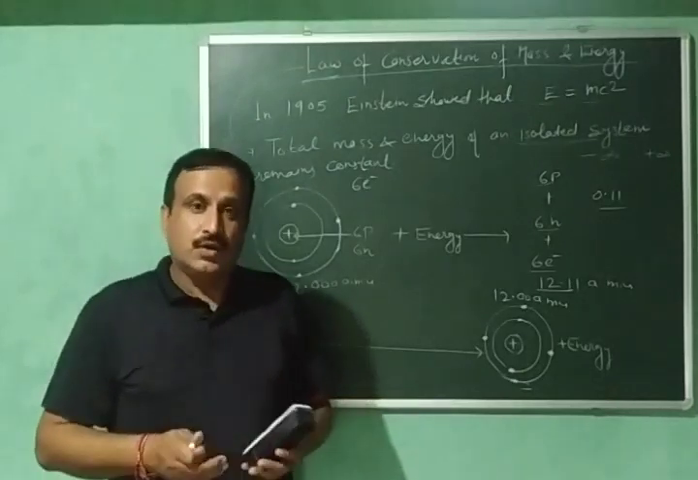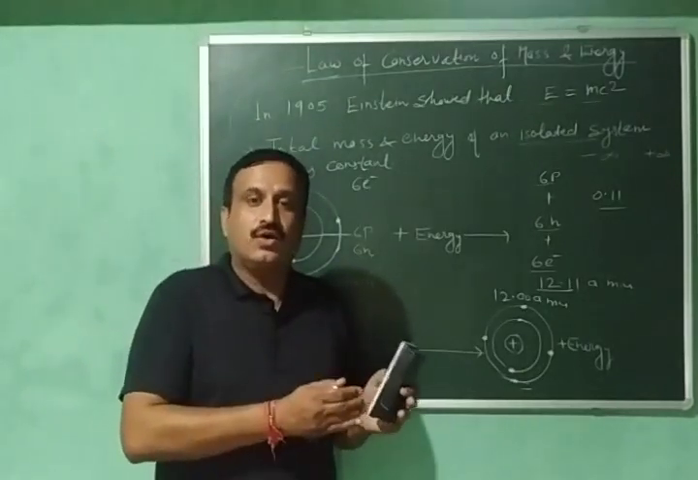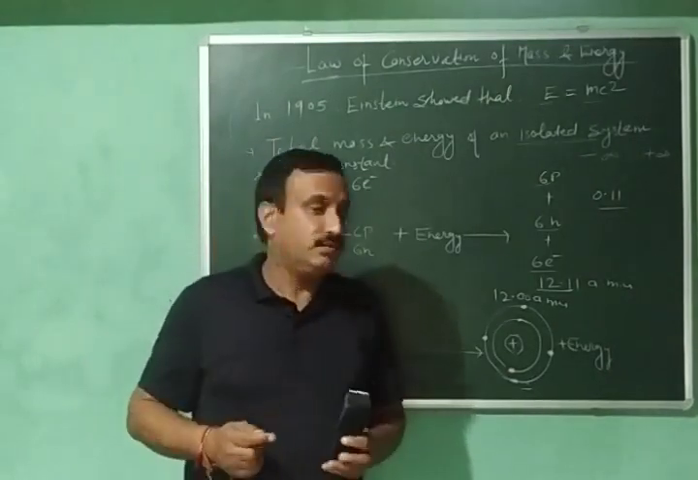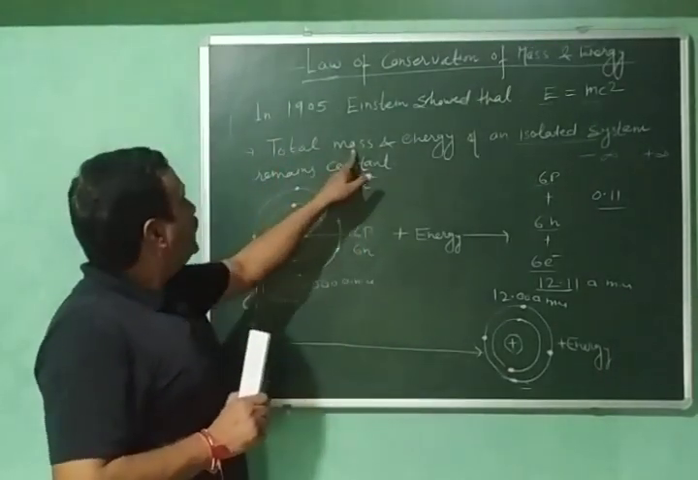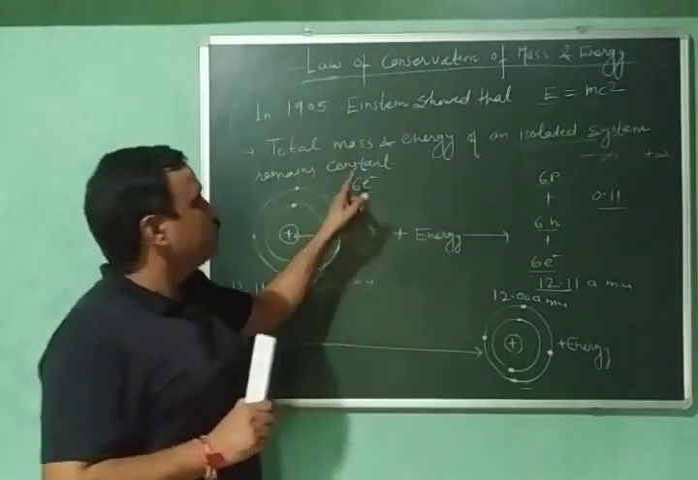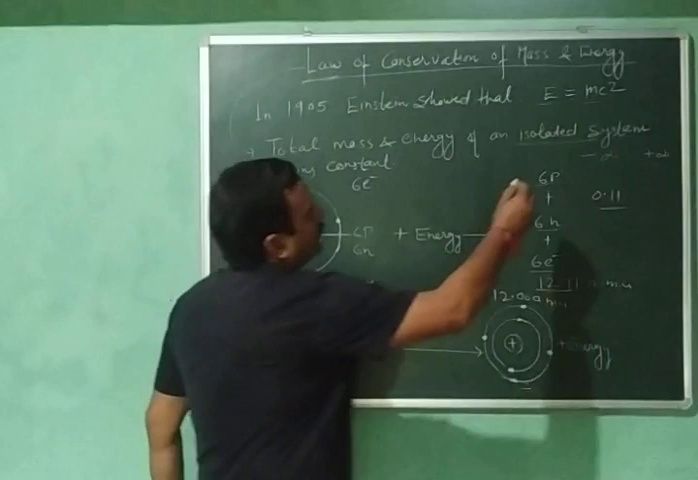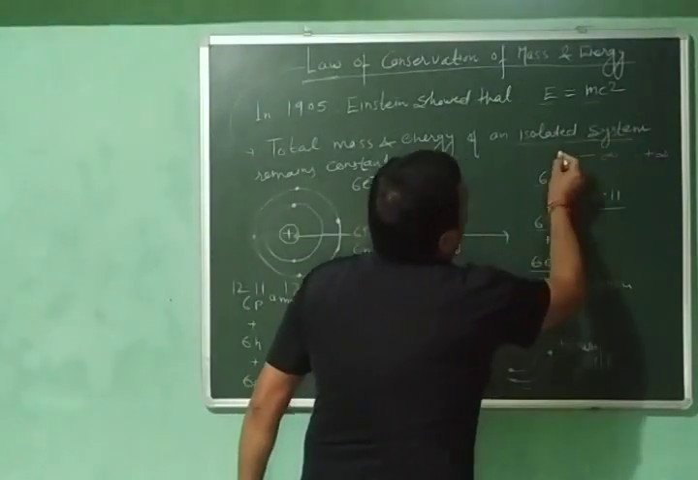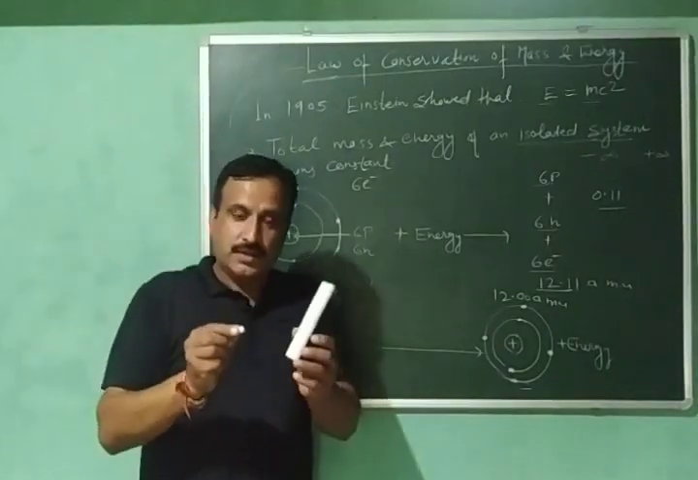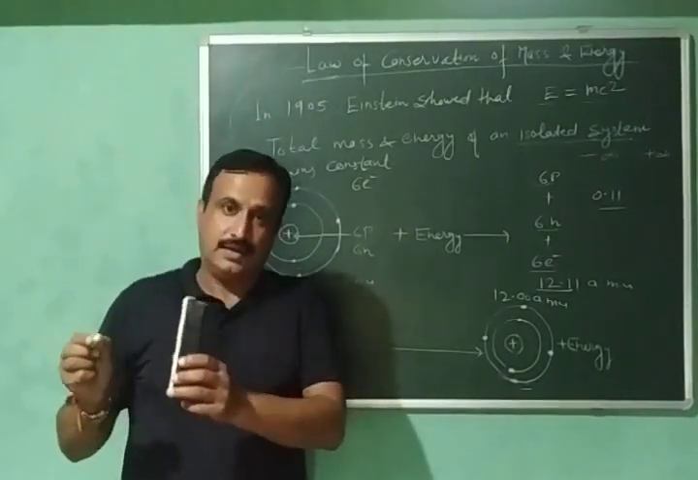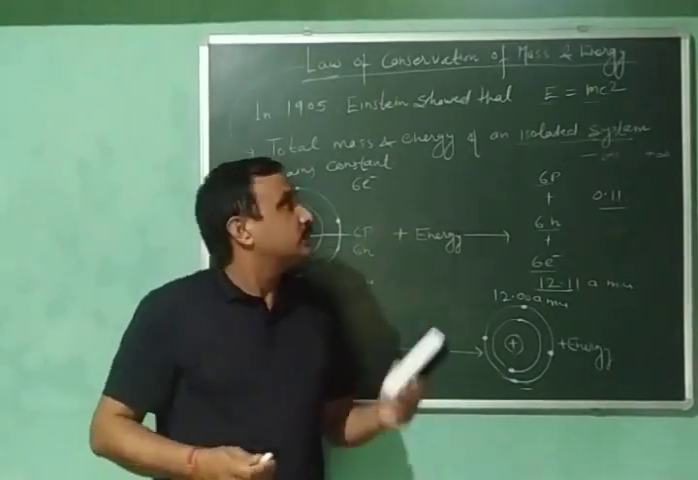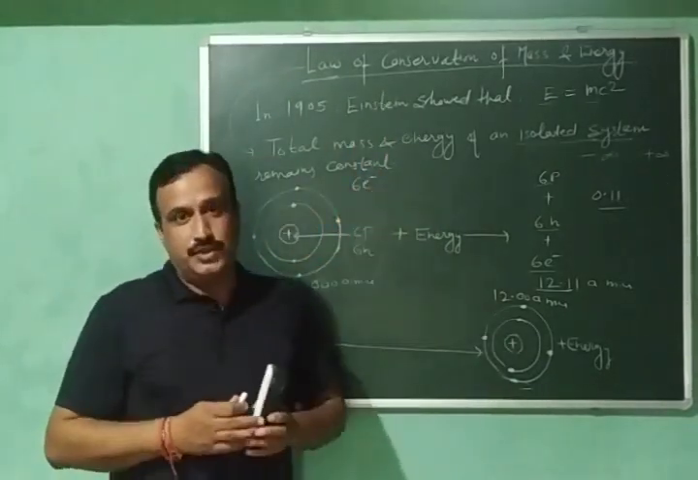Okay, then we have to redefine the law of conservation of energy, and it will be defined in a way that the total mass and energy of an isolated system remains constant. And I have explained in my previous video what an isolated system is. The entire universe can be considered as an isolated system. Okay, now let us explain this law of conservation of mass and energy.